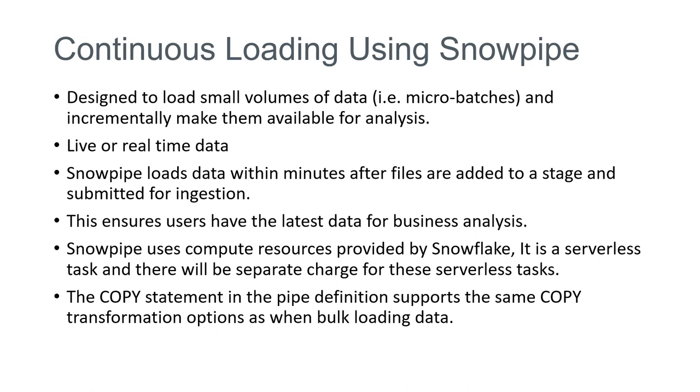The copy statement in the pipe definition supports the same copy transformation options. Inside the Snowpipe, if we want to load the data into Snowflake from external stages, we have to write a copy command. The copy command works similarly to bulk loading. However we prepare the copy command in bulk loading, we prepare it the same way, and all the options supported by the copy command will be supported in Snowpipe also. You will get a good idea when I explain how to create a Snowpipe in the next videos.